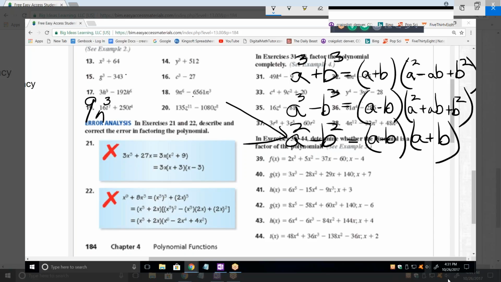Now, how do I know that that number is divisible by 9? Because all of the digits add up to 9. If you add 6, 5, 6, and 1, you get 18, and then 1 and 8 add to 9. That means it's divisible by 9. That's how you tell if a number is divisible by 9, if the digits add up to 9. Okay? Now, if I factor out a 9n to the third, what do I have left?